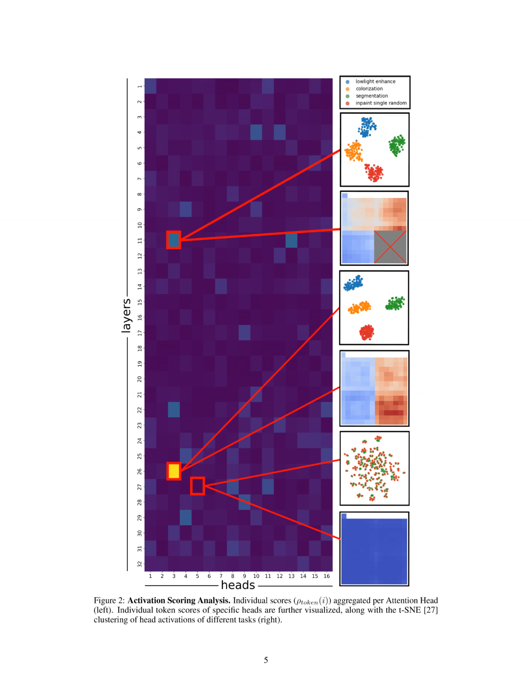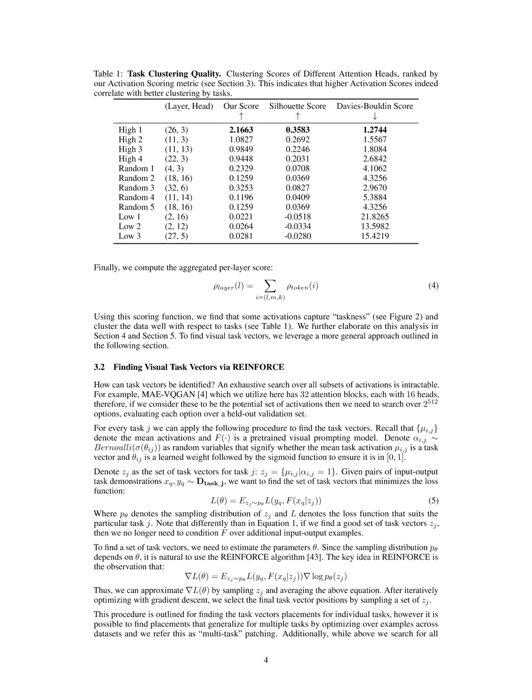The process of finding visual task vectors via Reinforce, as outlined in the paper, involves several key steps. Firstly, an exhaustive search over all subsets of activations is deemed intractable due to the complexity of the model, such as MAE-VQGAN with 32 blocks and 16 heads in each block. To address this, the Reinforce algorithm is utilized to identify task vectors.